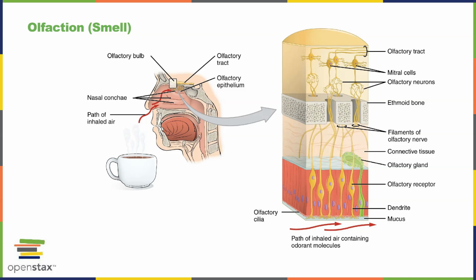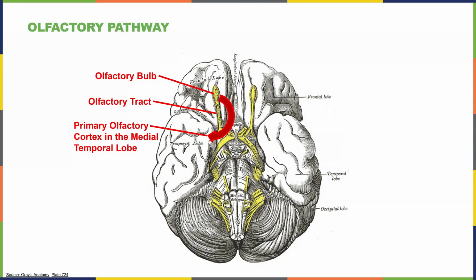fires an action potential. These action potentials travel along the olfactory nerve, or cranial nerve number 1, into the olfactory bulb, where the olfactory neurons synapse with mitral cells. From there, the axons of the mitral cells form the olfactory tract, a white matter pathway that carries information posteriorly toward the brain. These signals arrive at the primary olfactory cortex, located in the temporal lobe. This is where we become consciously aware of the smell and can identify it. Interestingly, olfaction is the only sensory pathway that does not synapse in the thalamus before reaching the cerebral cortex.